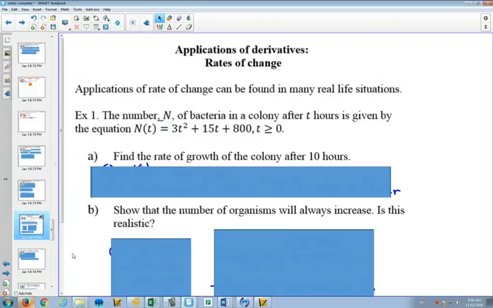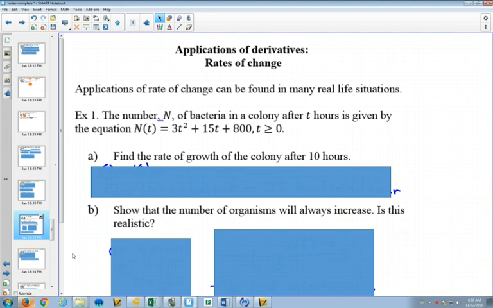So another application is looking at rates of change, and a lot of situations deal with rate of change. Here we have an example of bacteria, and it is growing according to the following equation. What your derivative can tell you is it can give you an estimate how fast something is growing at a specific time. Because if we're finding that instantaneous rate of change, we know at 10 hours how fast it's growing. And we can find out how fast it would be growing after 20 hours.